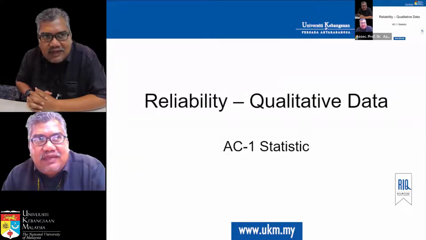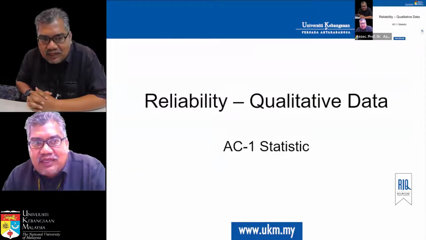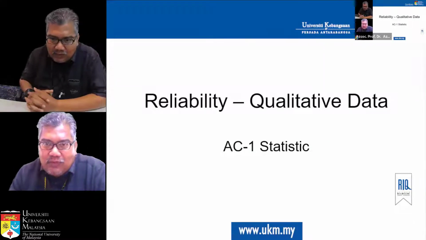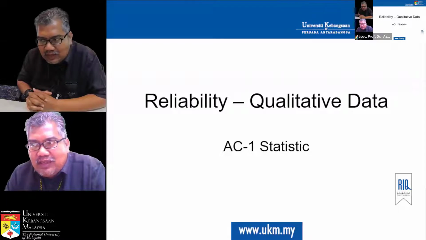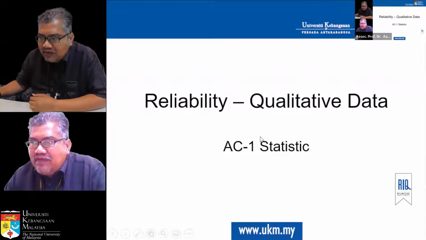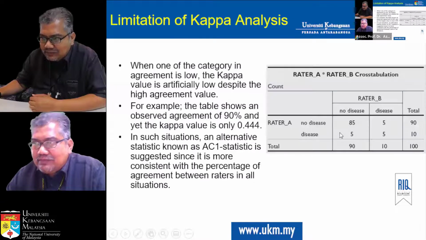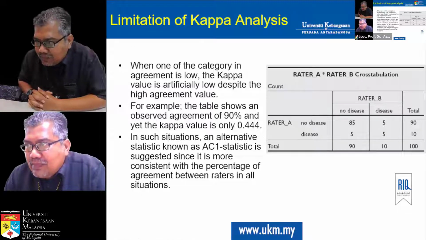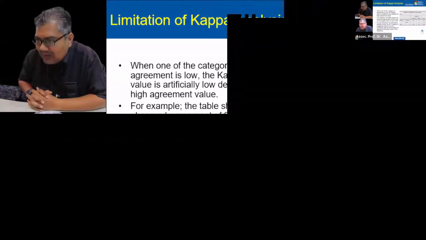But kappa is very much affected when you have a very low rate. If you have a very low rate, then you end up with problems. So if you have a very low rate, you should go for the AC1 statistic. When one of the categories in the agreement is low, the kappa value will become artificially low.